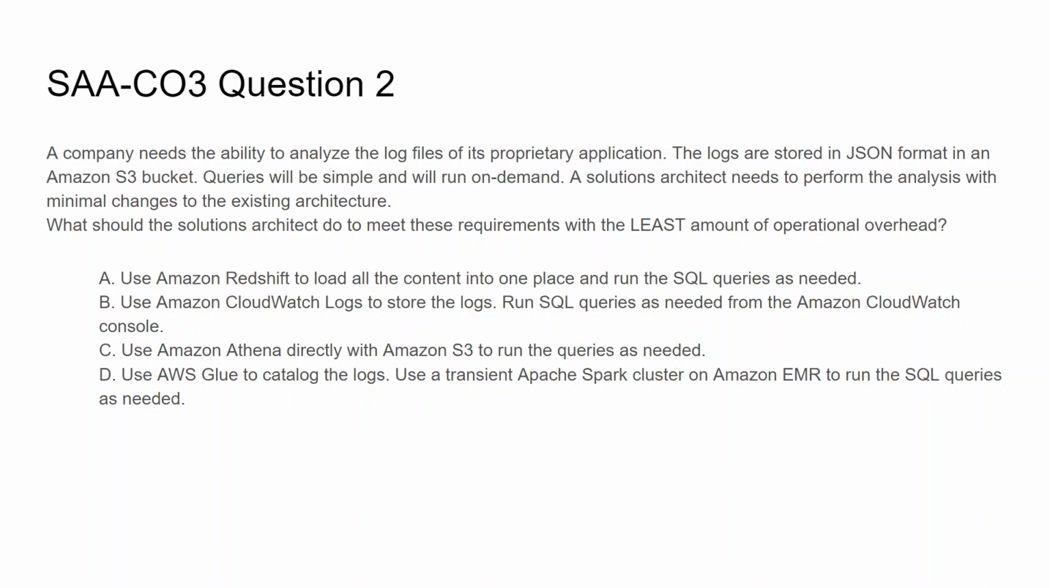A. Use Amazon Redshift to load all the content into one place and run the SQL queries as needed. B. Use Amazon CloudWatch Logs to store the logs. Run SQL queries as needed from the Amazon CloudWatch console. C. Use Amazon Athena directly with Amazon S3 to run the queries as needed. D. Use AWS Glue to catalog the logs. Use a transient Apache Spark cluster on Amazon EMR to run the SQL queries as needed.